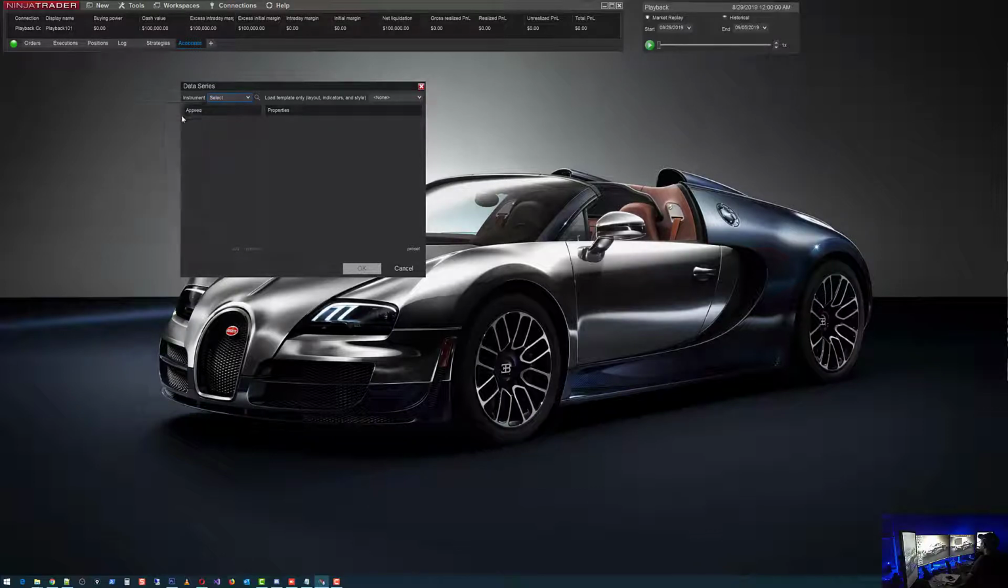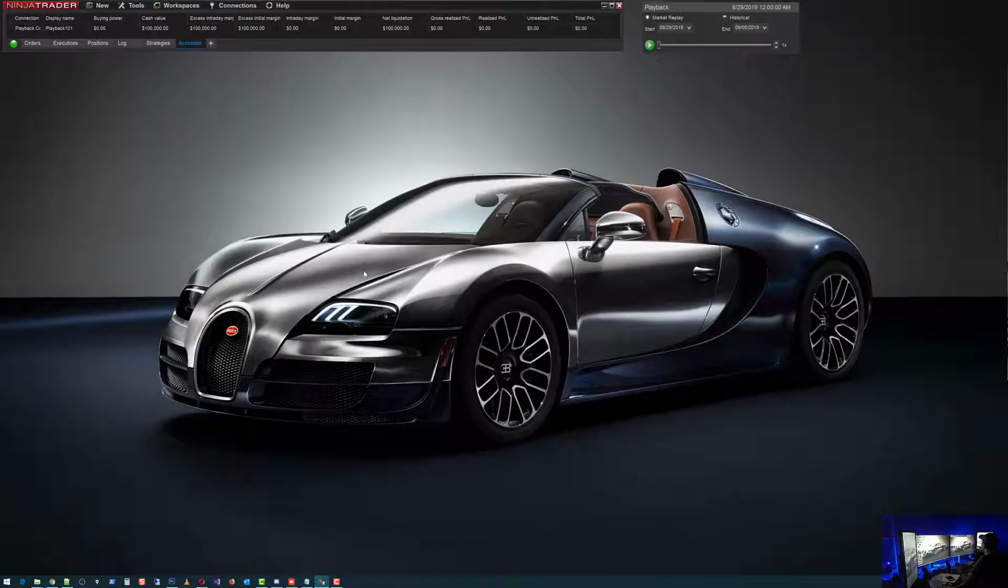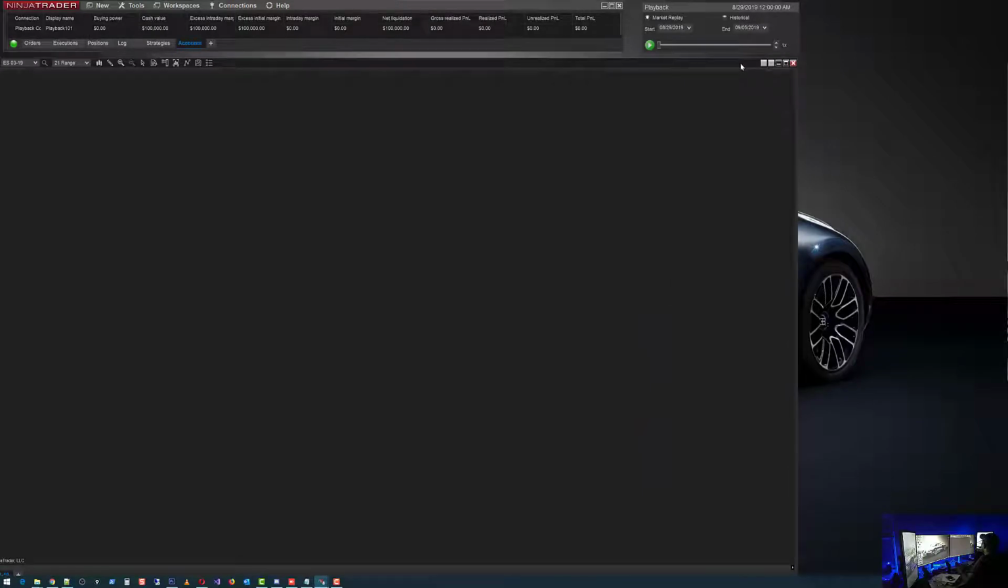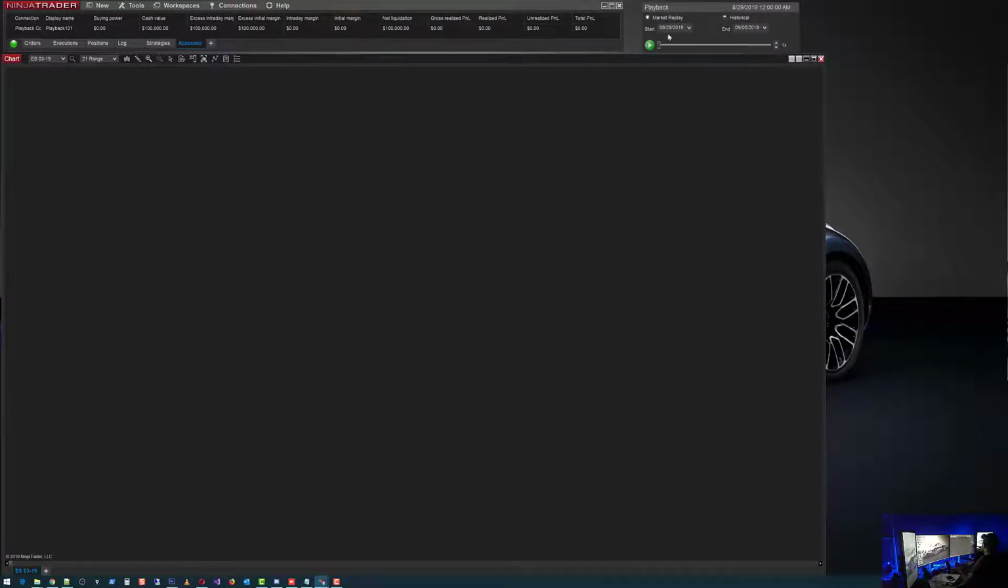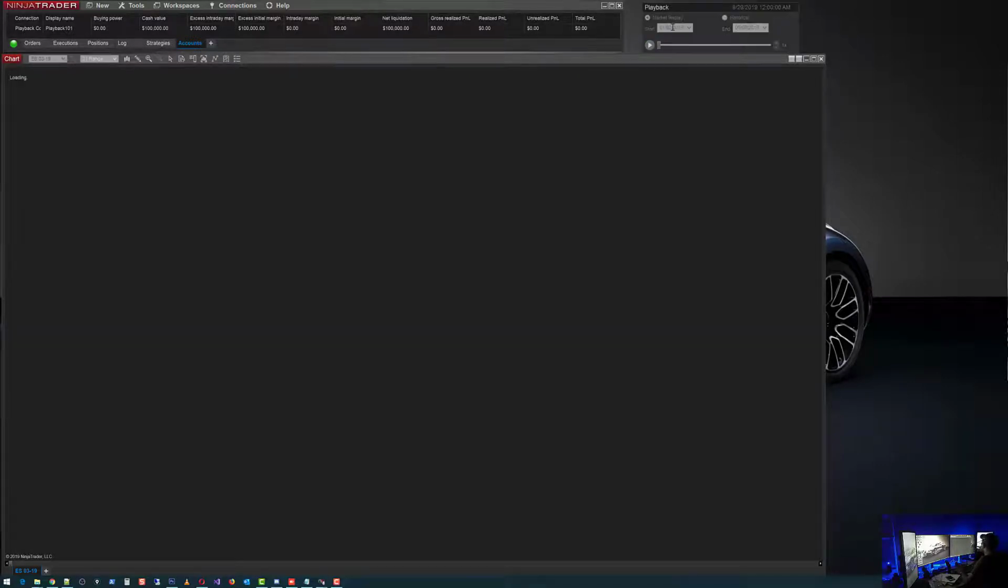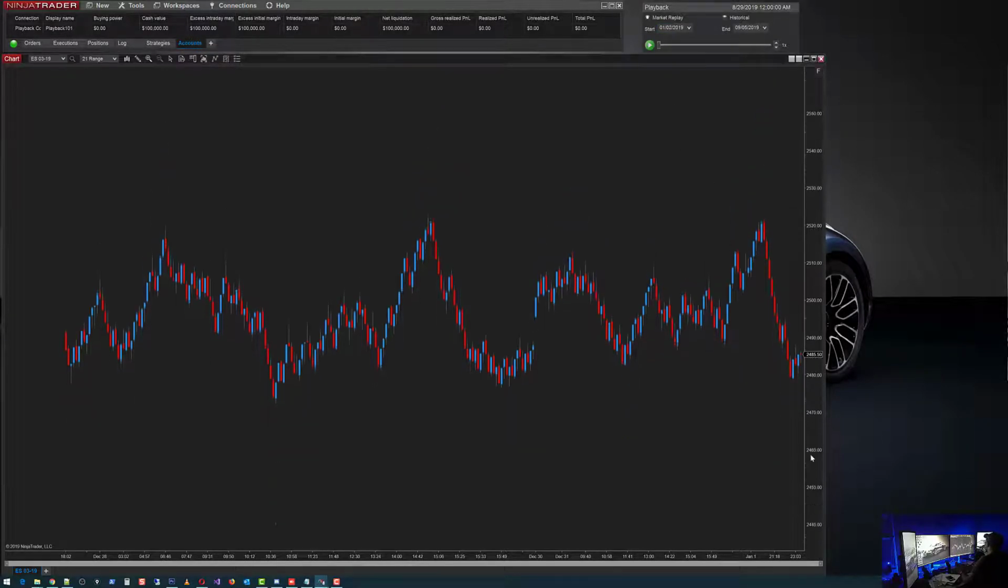I'm going to go ahead and take a look on the ES, okay? I'm going to do, let's just say, 21 range, load 5 days, and let me move it over here so that you could see this. I'm going to change this to 01/02/2019. Okay, I'm going to start at the beginning of this year.